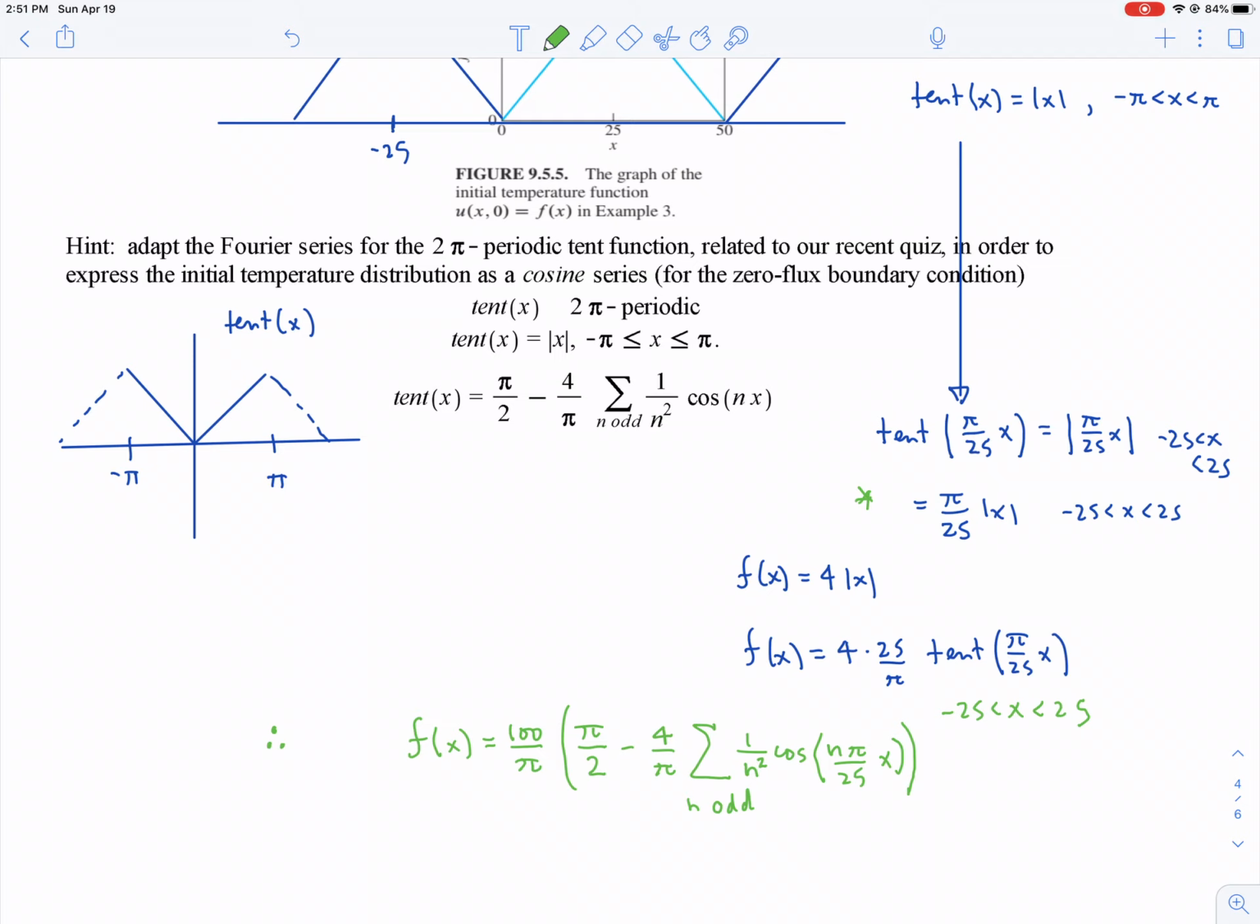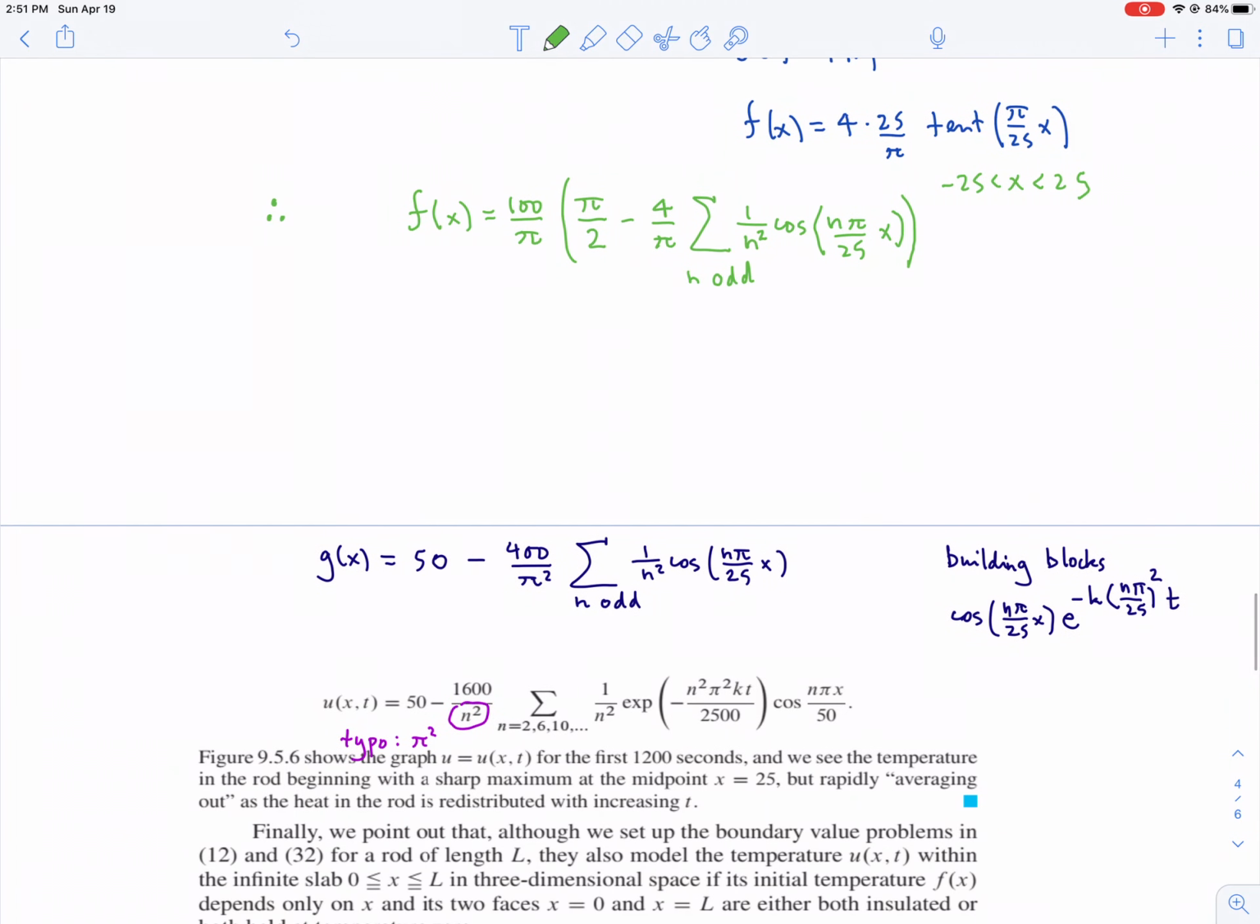Okay, so now let's go solve the heat flow problem. So I thought we were going to call the function g, but we called it f. And all I did to go from the green to the blue is I multiplied the 100 over pi n, so I got 100 halves is 50, and then it's minus 400 over pi squared times that. Yes, okay, so I have checked that we got the same answer on both pages.